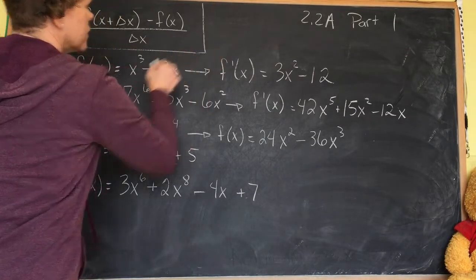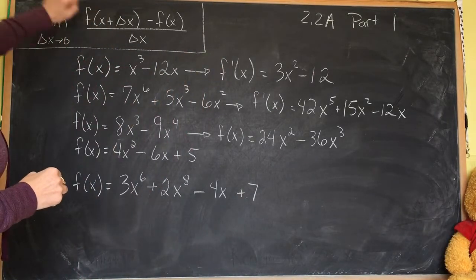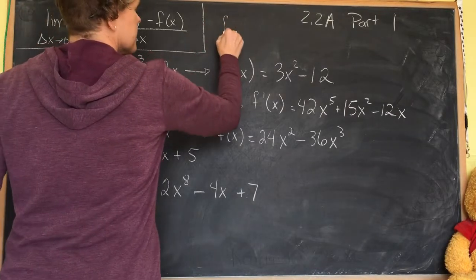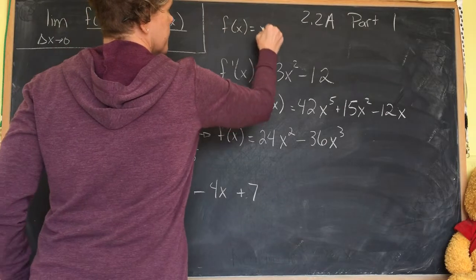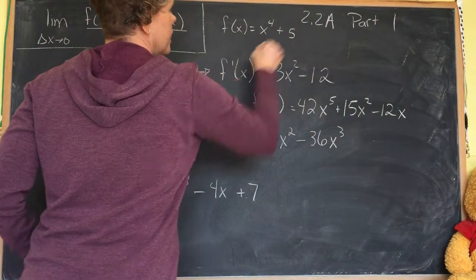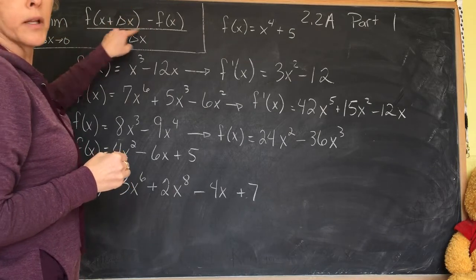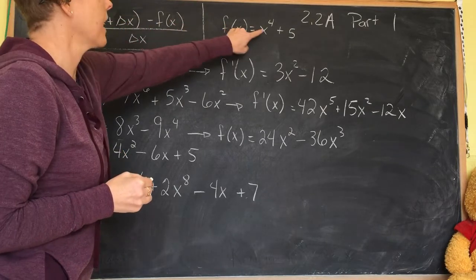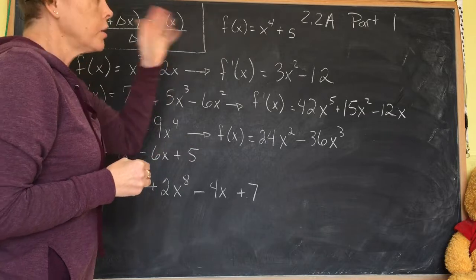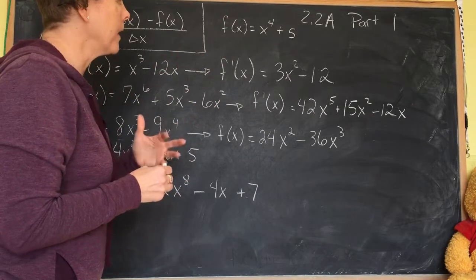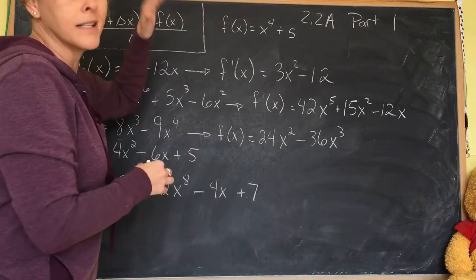you have been finding the derivative with this crazy formula. But what if I gave you a problem like this and asked you to find the derivative using this formula? And you'd have to do x plus delta x to the 4th power. So you'd have to FOIL it out and distribute 4 times like that, which would be a nightmare. It would take you a ton of paper and a ton of time.